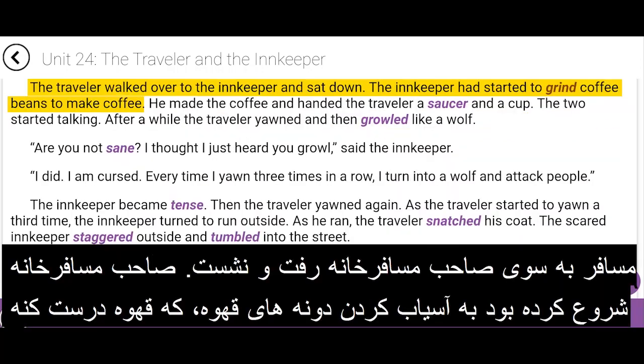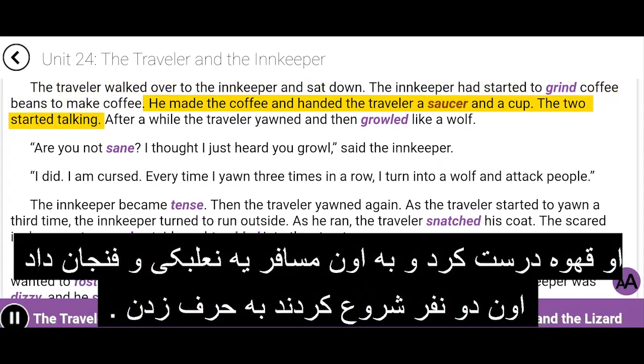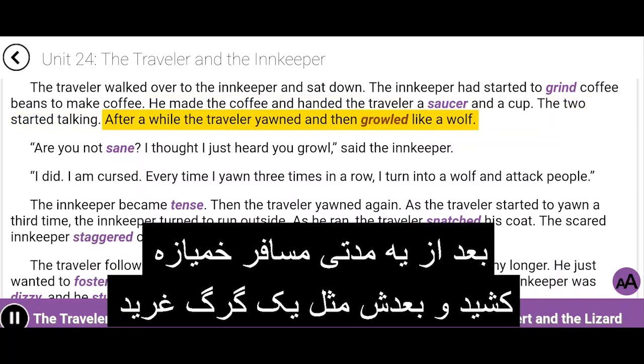The traveler walked over to the innkeeper and sat down. The innkeeper had started to grind coffee beans to make coffee. He made the coffee and handed the traveler a saucer and a cup. The two started talking. After a while, the traveler yawned and then growled like a wolf.